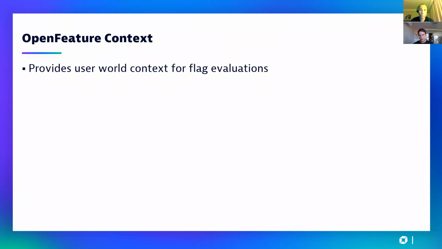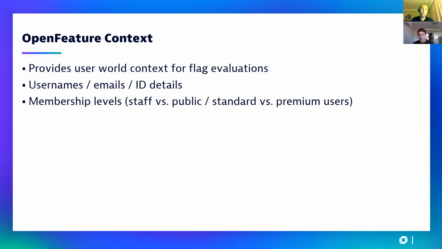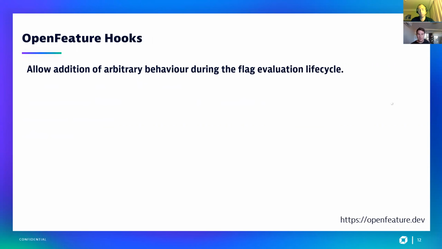So as I talked about with the logging in, logging out, the context is powerful. It allows you to provide user world, human stuff to the backends for flag evaluation, like emails or ID details, whatever you want, basically. Physical location, so you can give European users one thing, Australian users another. And then hooks. I didn't mention hooks yet.